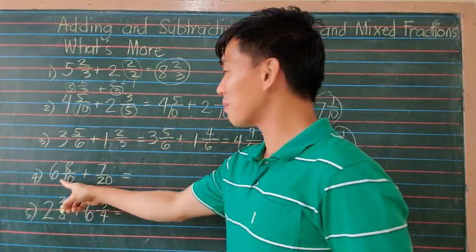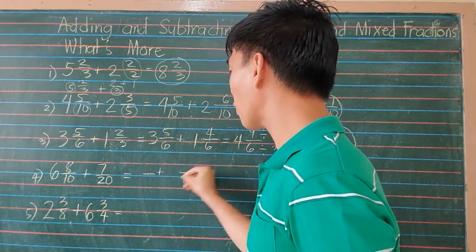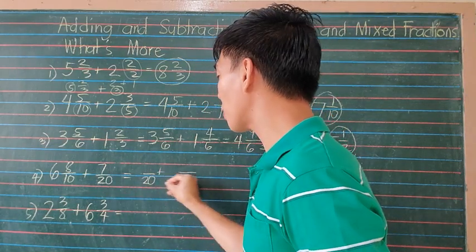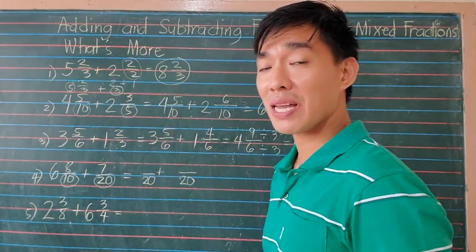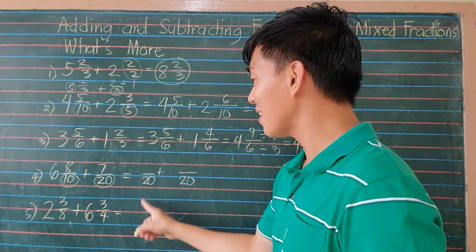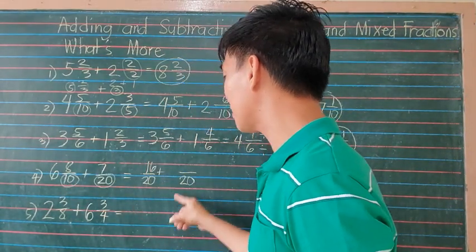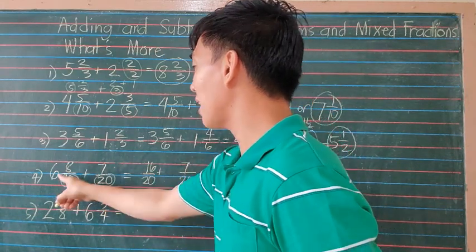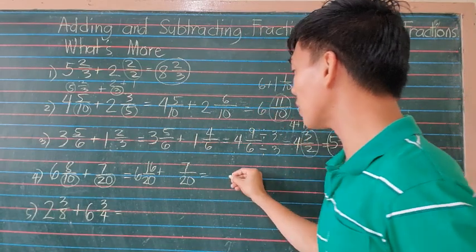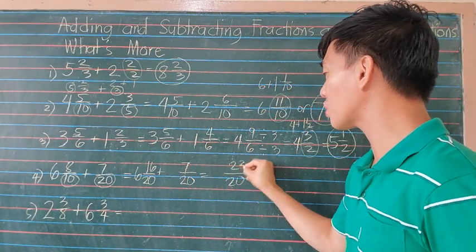Let's proceed to item number 4. In item number 4, of course, they don't have a common denominator pa rin. So, their common denominator is 20. Because that's the smallest number kung saan magtatagpo si 10 tsaka si 20. So, 20 divided by 10, that is 2 times 8, that is 16. Ito, copy lang kasi pareho lang naman. Okay, then 6. Then, after that, copy the common denominator, and if you add it, that's 23.